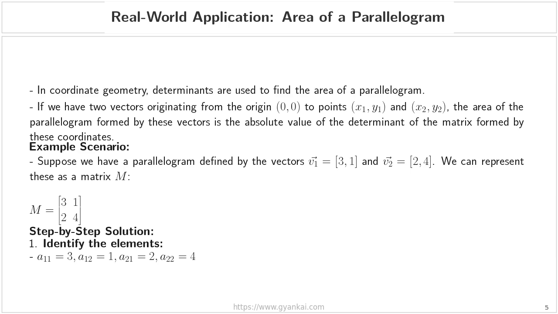Our top left element, a sub 1,1, is 3. Our top right, a sub 1,2, is 1. Our bottom left, a sub 2,1, is 2. And our bottom right, a sub 2,2, is 4.